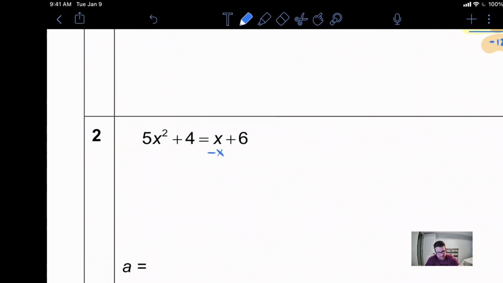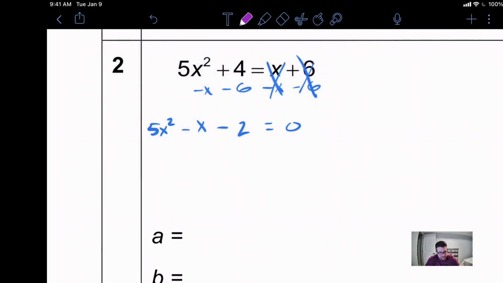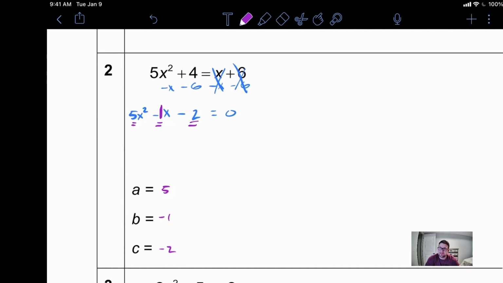So let's subtract the x over and subtract the 6 over to the other side. That will make this and this cancel out, so we're going to be equal to 0 on that side. Now, 5x squared will be sitting in front. Then we'll have minus x and minus 2. 4 take away 6 would give us negative 2. Now remember, if we don't see a number in front of any of these, we can put a 1 in there to hold that spot. So looks like A is equal to 5, B is equal to negative 1, and C is equal to negative 2.